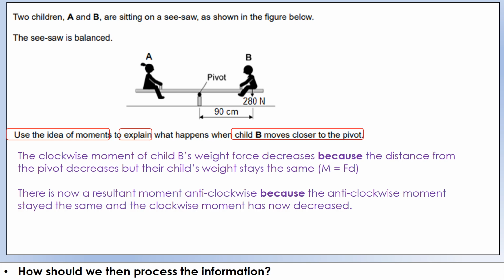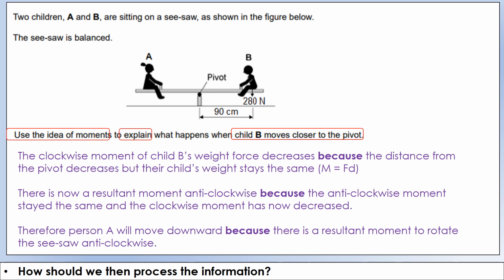Then you go, okay, so now there is a resultant moment anti-clockwise because the anti-clockwise moment is bigger than the clockwise one. Again, we've got the word because in there because it's an explain type question. And then what's going to happen? Person A will move downwards because there is a resultant moment to rotate the seesaw anti-clockwise. So again, we've got the effect and the cause behind it. That's what because is in there for.